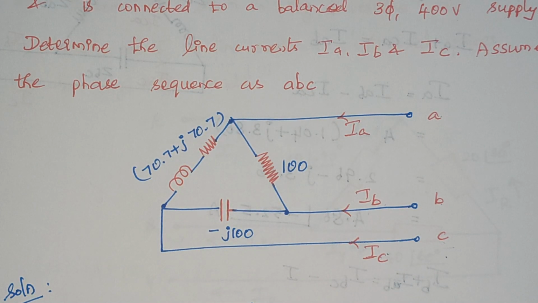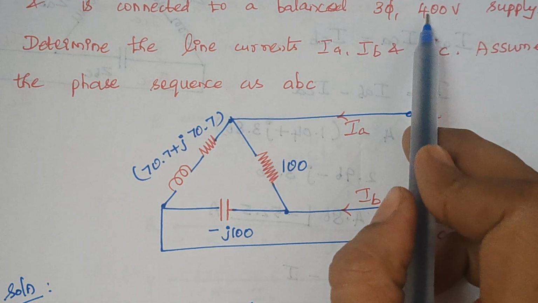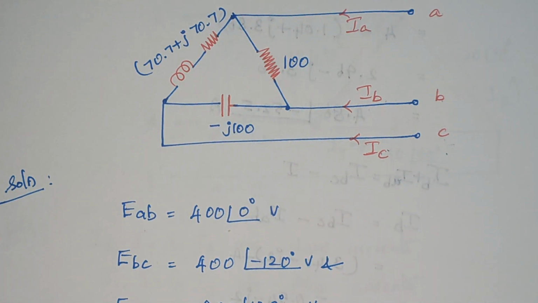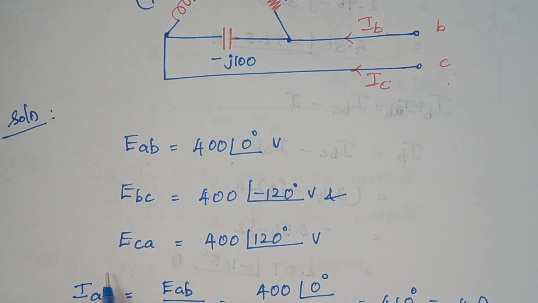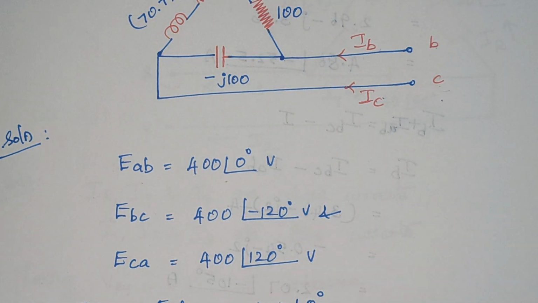Now the next thing is again we have to take a reference voltage. So here in this case, EAB is taken as the reference voltage. The value of voltage is 400 volts, therefore 400 with an angle of 0 degrees. EBC is 400 with minus 120 and finally ECA is 400 with plus 120. So these are all the different values of voltages.